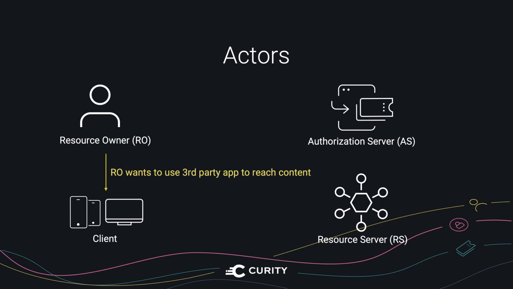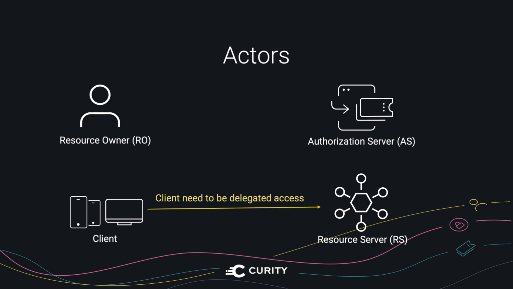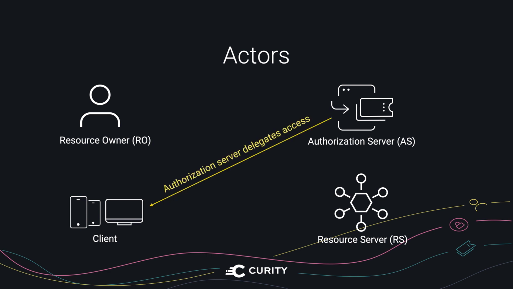The resource owner wants to use a third-party app to reach the content. So it downloaded an app from some app store and wants to connect it to its account. So the client, which is this third-party app, needs to be delegated access by the resource owner to the resource server. And this is where the authorization server comes in, or the AS. So the authorization server delegates access then to the client.